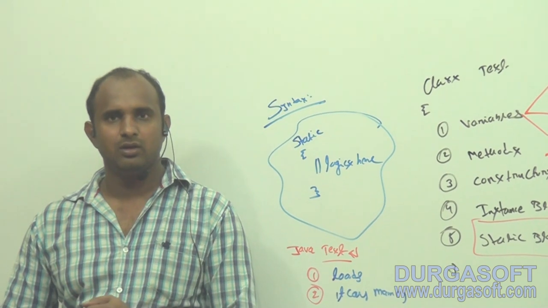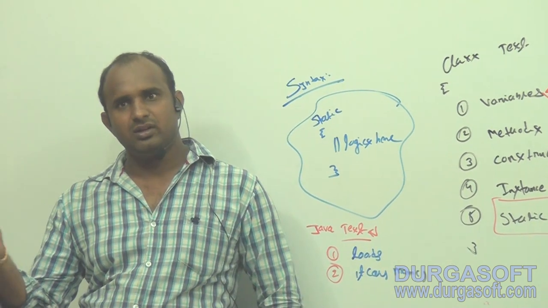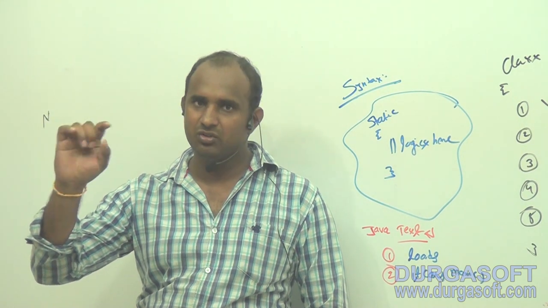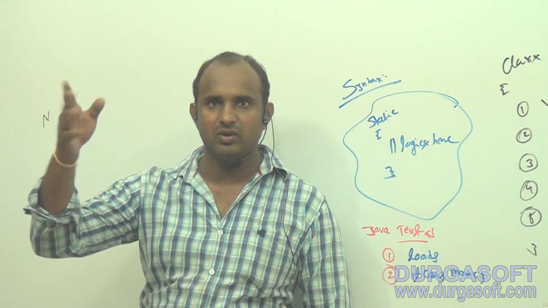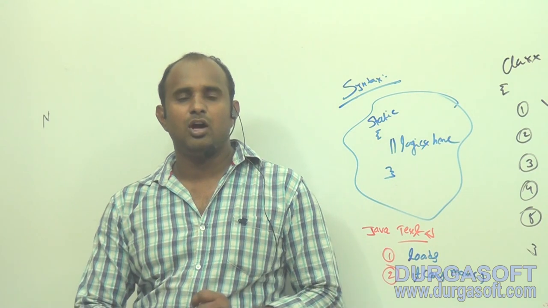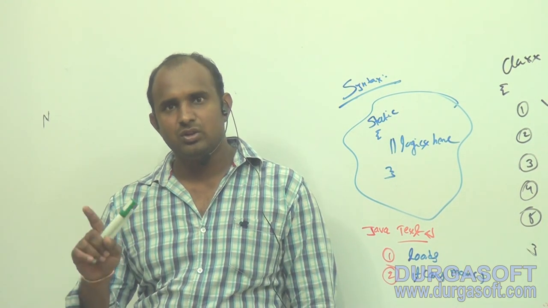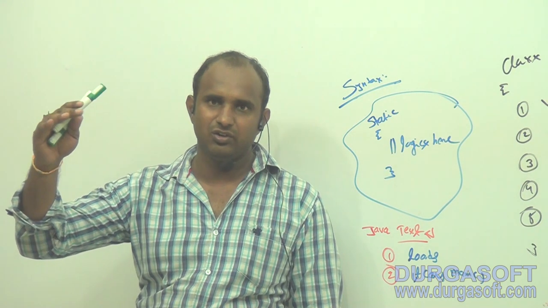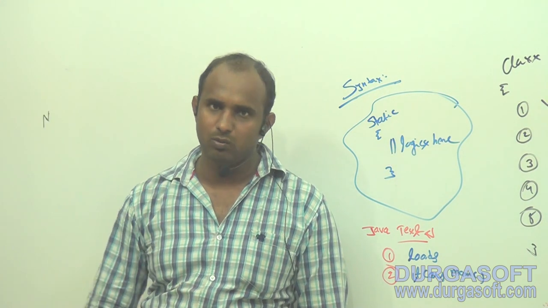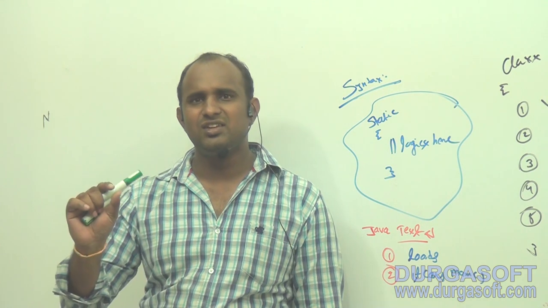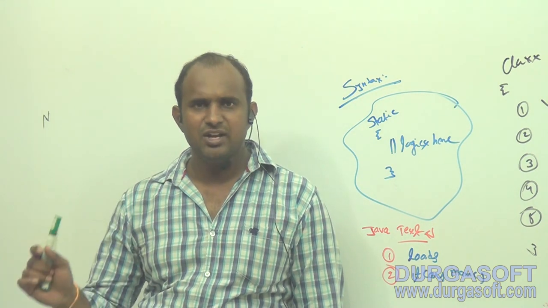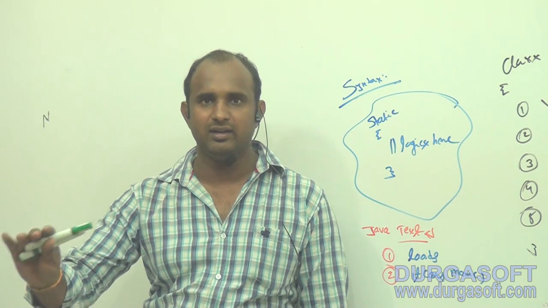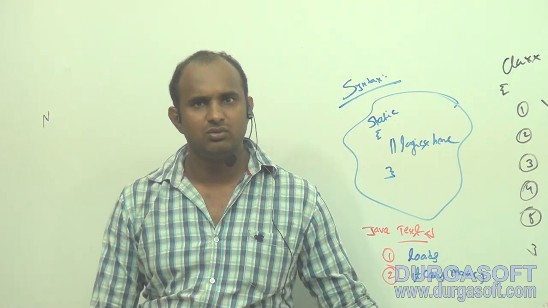For this one, the simple point: up to the 1.5 version, without a main method, we can write the two static blocks. Those static blocks are executed during dot class file loading, no problem. From the 1.6 version onwards, in order to execute the static blocks also, inside the class main is mandatory. So concentrate.